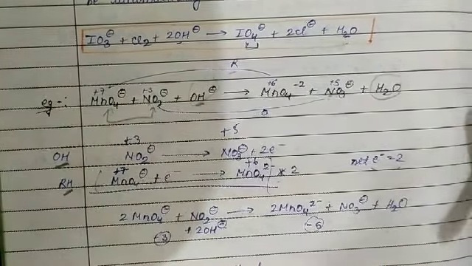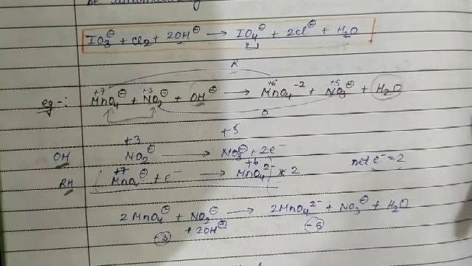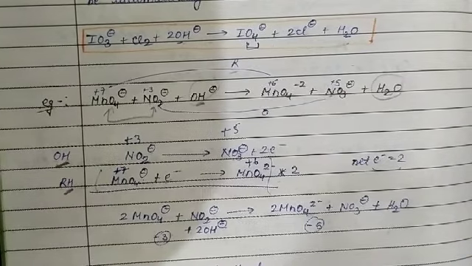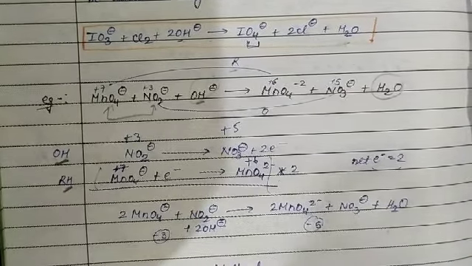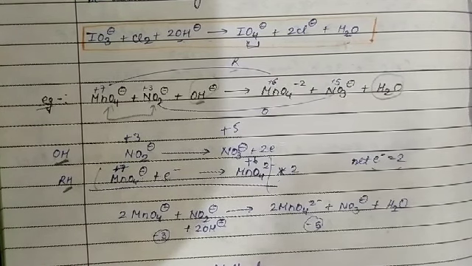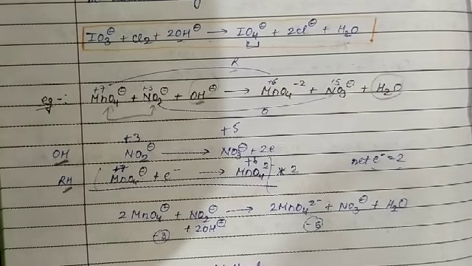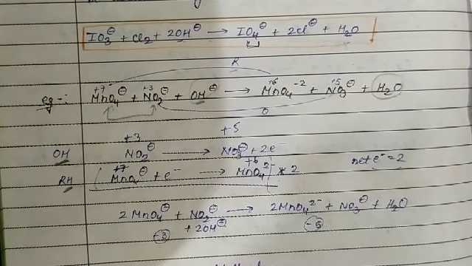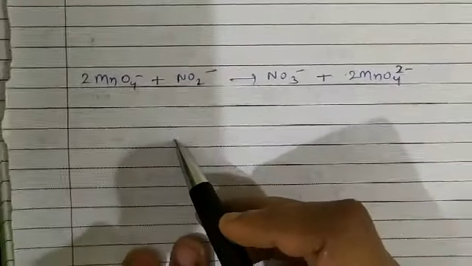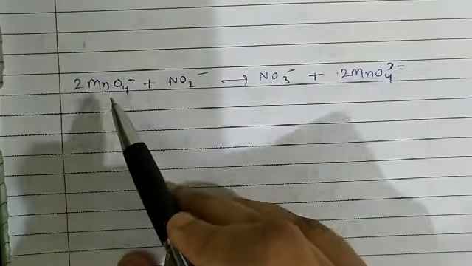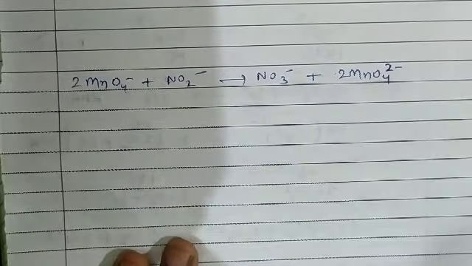2 MnO4 minus plus NO2 minus changes into NO3 negative and 2 MnO4 2 negative. See, the reaction will change into this one when the electrons are cancelled out.